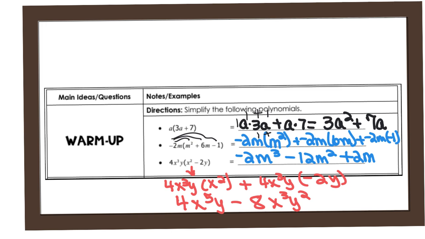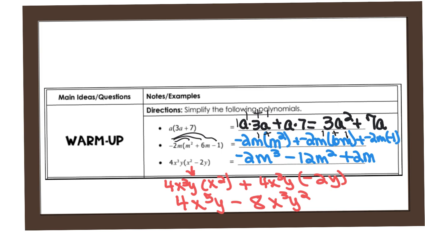Second term, negative 2 times 6 is negative 12, so this would become minus 12. And I'm multiplying m times m, which means I'm adding those degrees to get m squared. The third term is negative 2m times negative 1. I multiply negative 2 times negative 1, which gives me positive 2m.